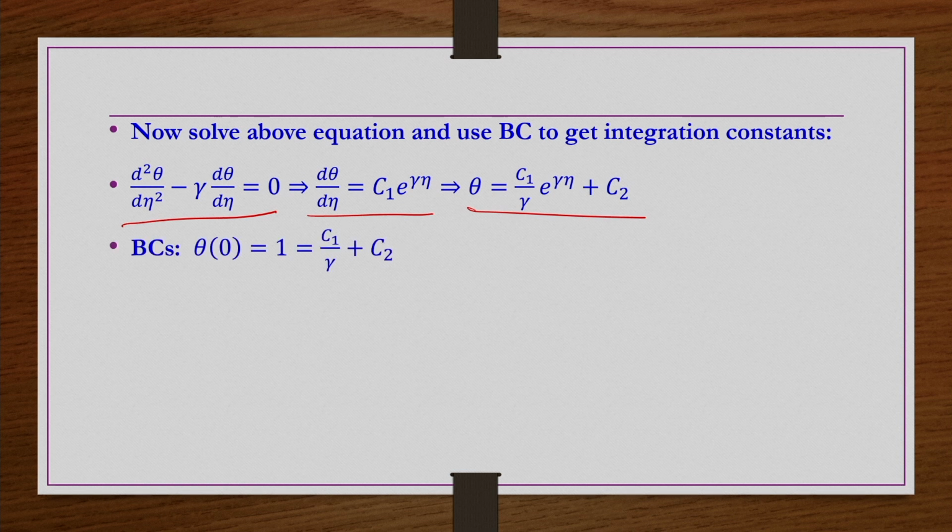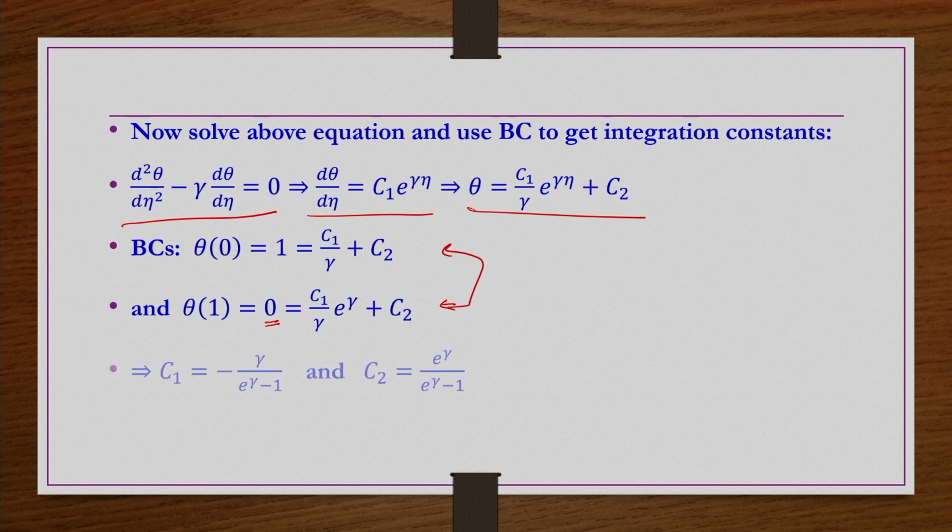Okay. So, substituting the first boundary condition, when eta is equal to 0, theta is equal to 1. So, 1 is equal to C1 by gamma multiplied by e to the power of 0, which is 1, plus C2. When eta is equal to 1, theta is equal to 0. So, 0 is equal to C1 by gamma e to the power of gamma plus C2. You have two equations and two constants. When you solve, you get C1 and C2. I have written them directly; it is very simple and straightforward.